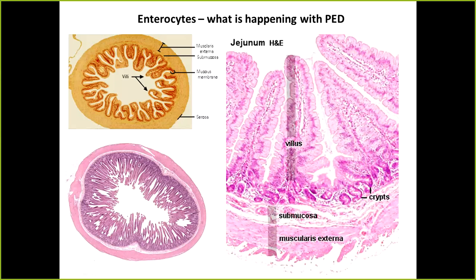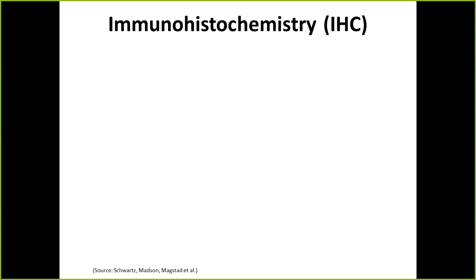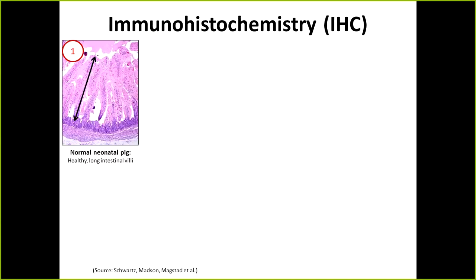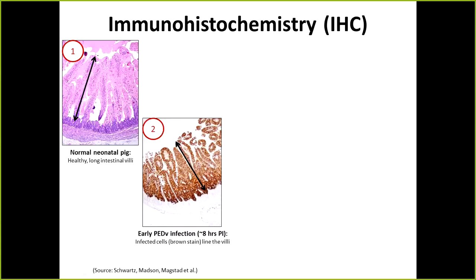And so in a normal intestine, it should look like this, with these villi being nice and tall and lined with absorptive enterocytes. There's a tool that's used to see how much virus is in tissue called immunohistochemistry, and essentially it puts a dye on an antibody and that latches onto virus. So in a normal pig, we should see nice, tall, long, healthy villi.